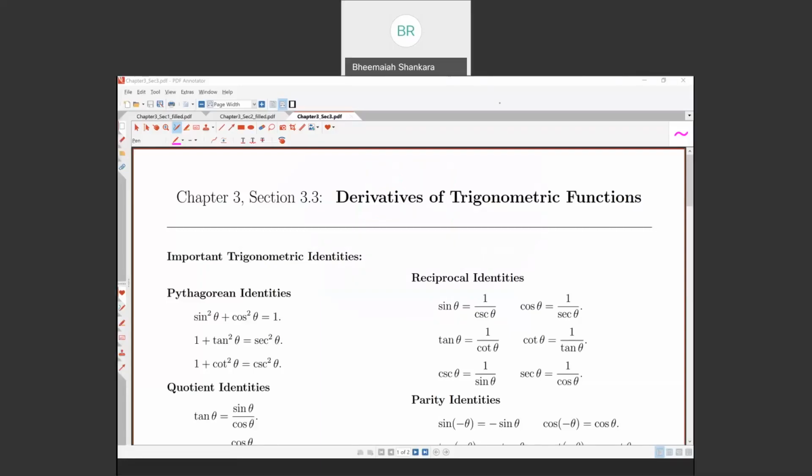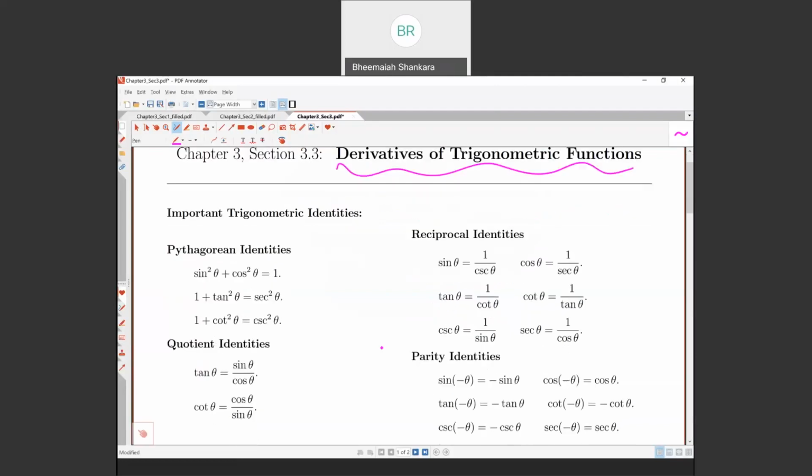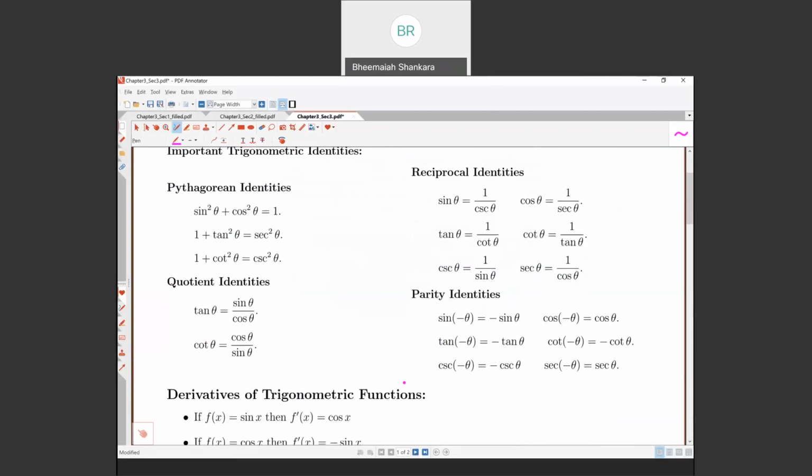In this section, we will learn about derivatives of trigonometric functions. So we have a few of the trigonometric identities here. The first one is the Pythagorean identity, where we square the sine and the cosine and the sum is 1. 1 plus tangent squared is secant squared, and 1 plus cotangent squared is cosecant squared. So all these three are the Pythagorean identities.